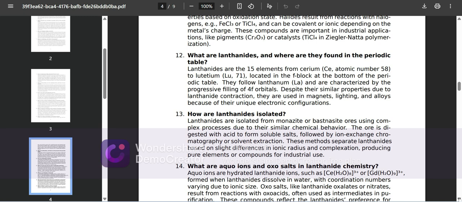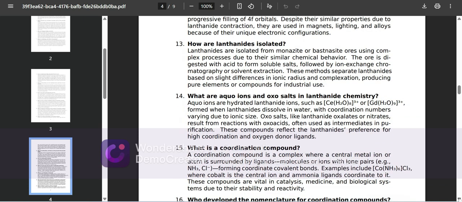lighting, and alloys because of their unique electronic configurations. How are lanthanides isolated?